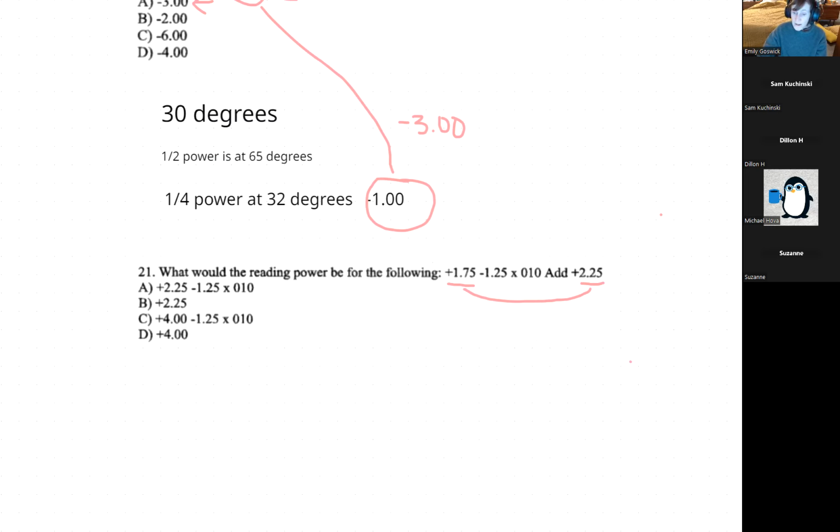Okay, so they're trying to trick you here. If you put together a plus 2.25 and a plus 1.75, you're getting a 4. They did give you the 4 sphere, but remember that you are always going to keep the axis and the cylinder power, so it is going to be C. Okay, pretty easy one there.